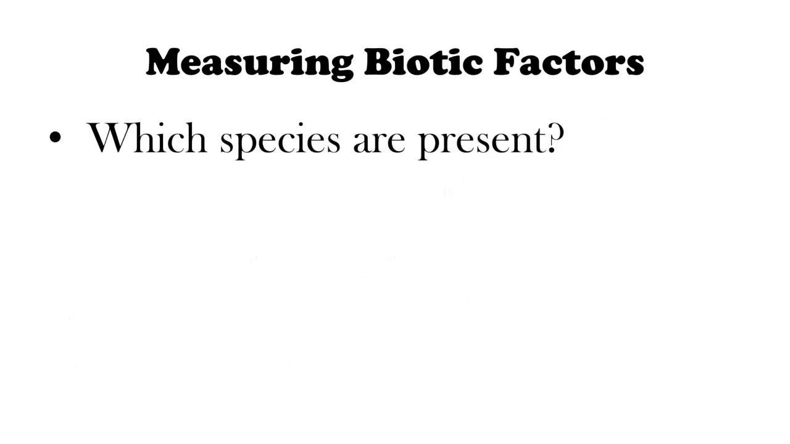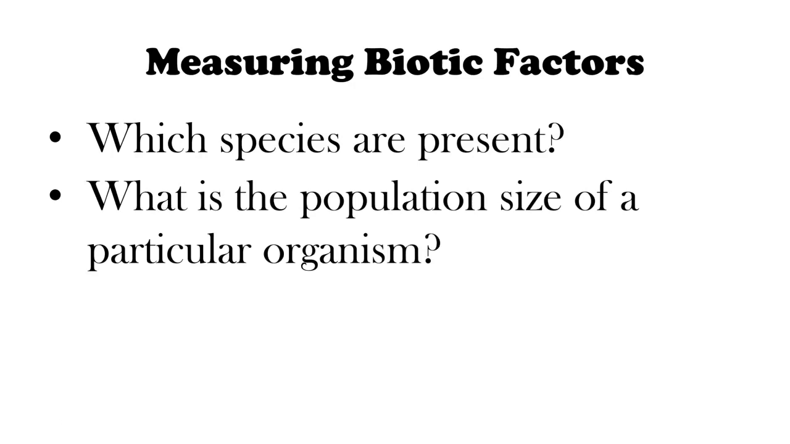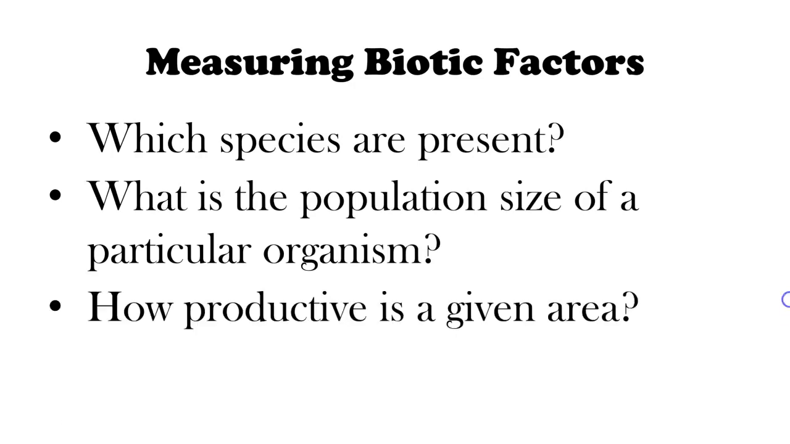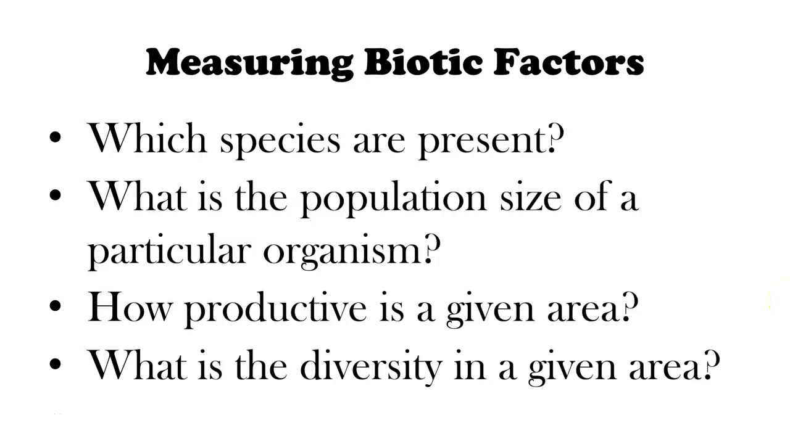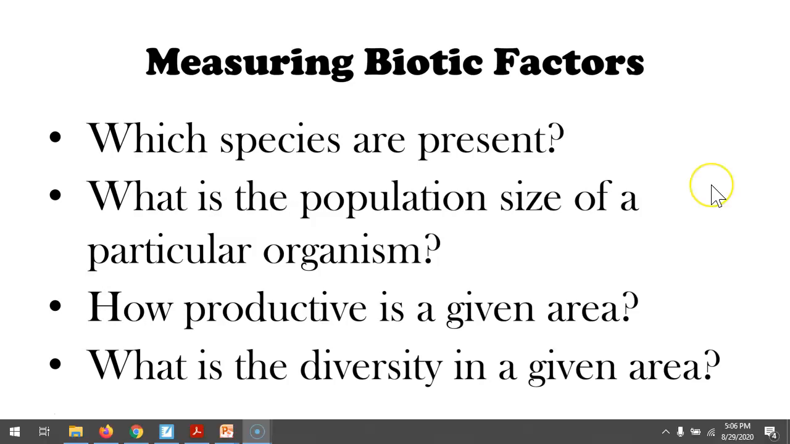So some questions we could ask when we're measuring biotic factors are: which species are present? We could look at the population size of a particular organism that lives in an ecosystem. We could ask how productive is a given area, which really means how efficient is a certain ecosystem at gaining biomass or organic material. And we could ask, what is the diversity in a given area? And when we're talking about biotic diversity or species diversity, what we're asking is how many different species are represented in a given community.